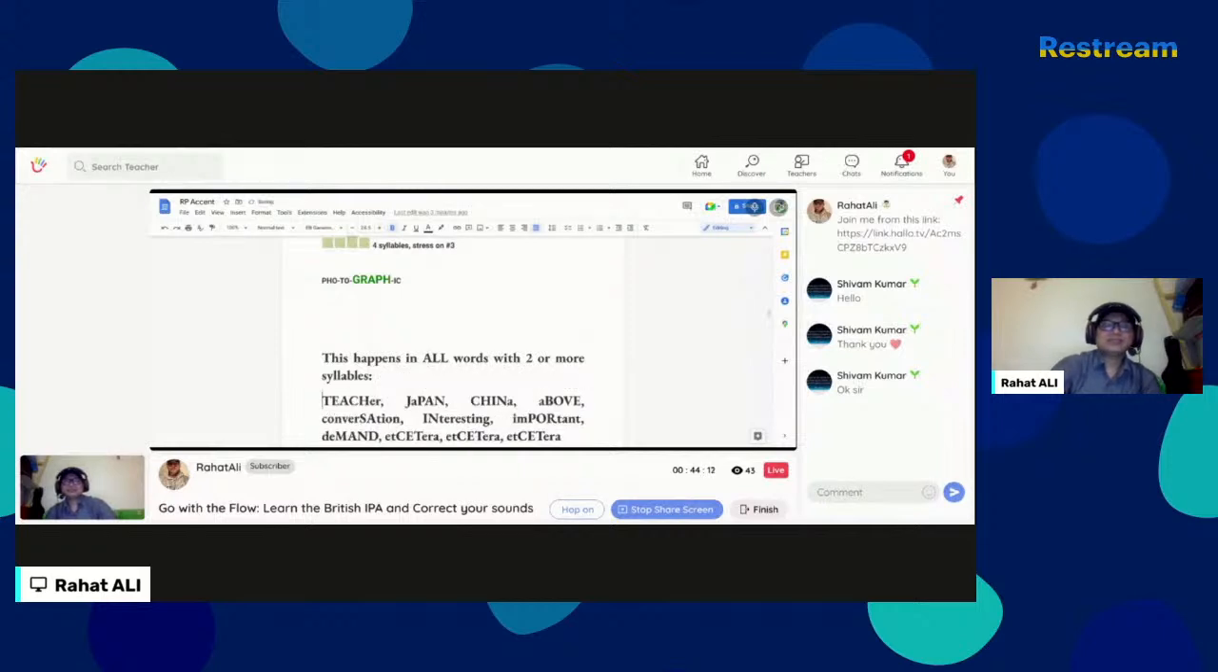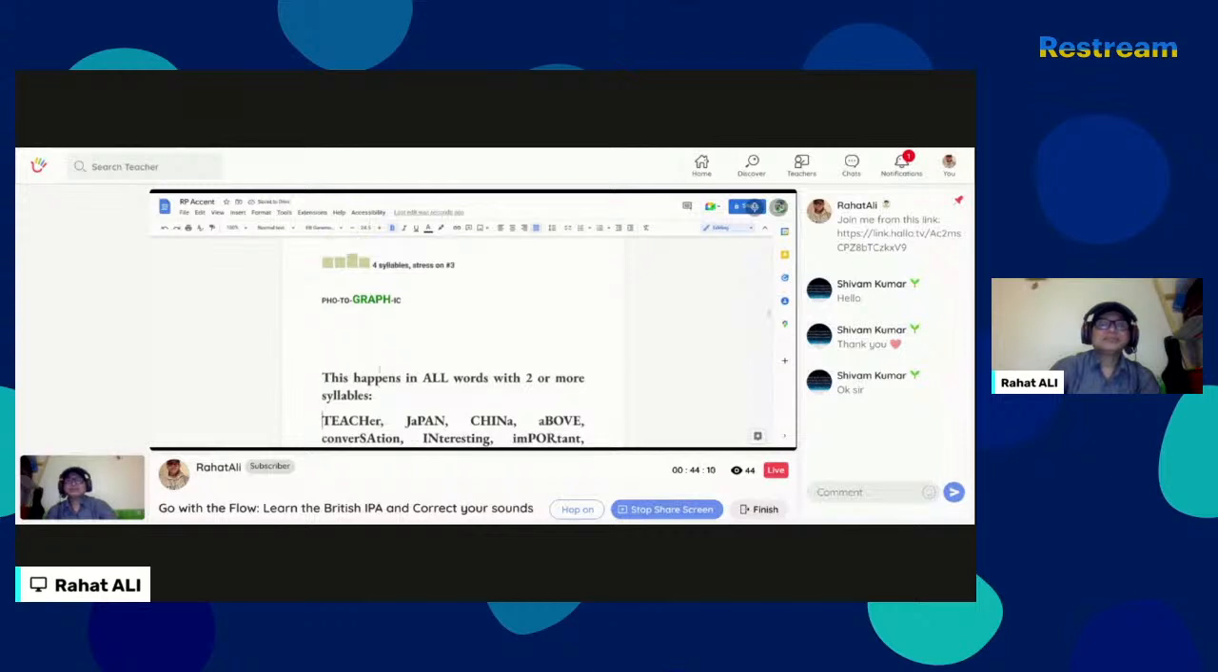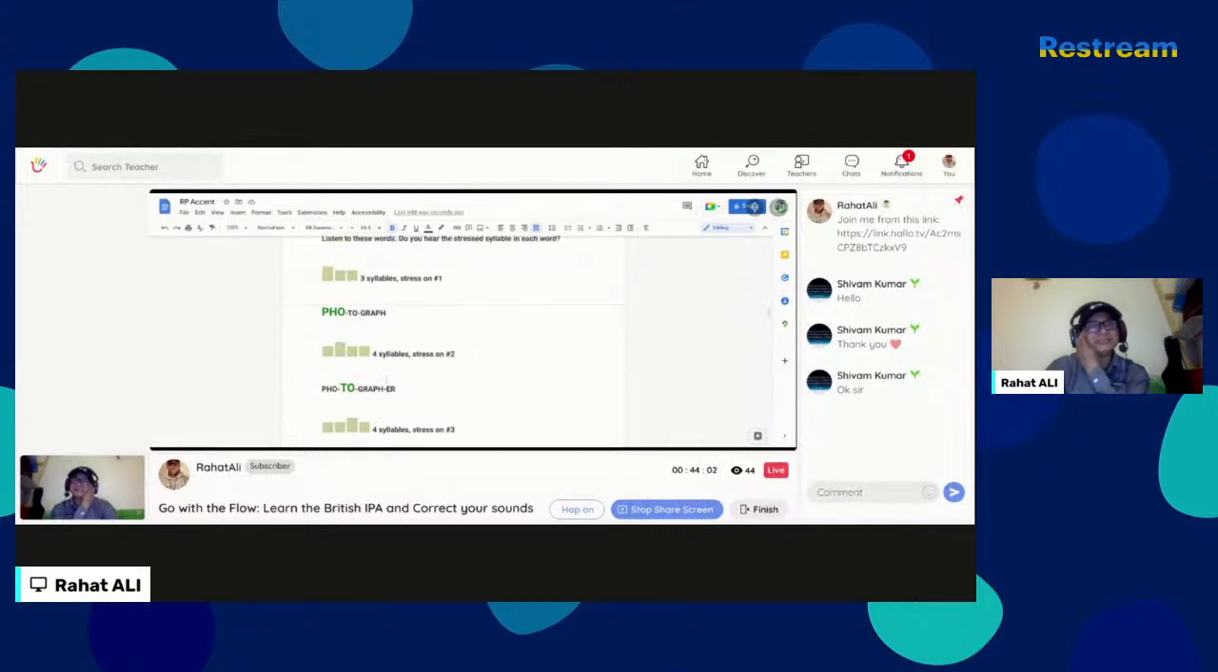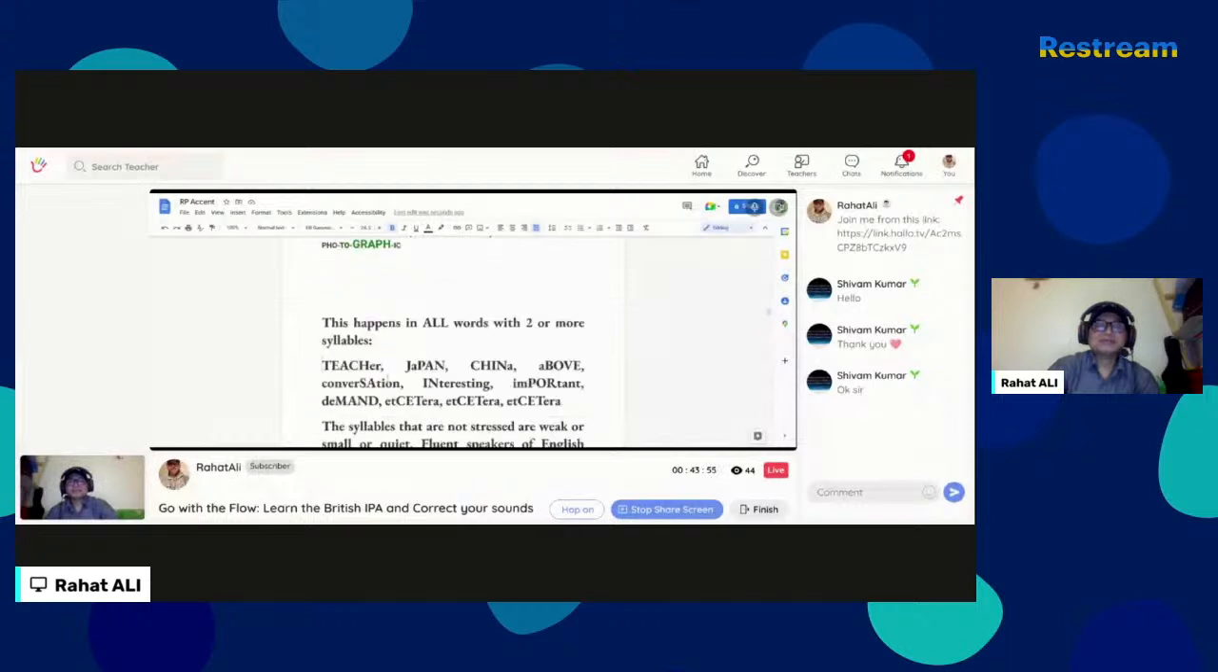If there is this rule, so three-syllable word, stress one. Four syllables, stress number two. Four syllables but different parts of speech, stress number three. For example, teacher, Japan, not Japan. He says stressing the second part. Japan. See, if you remember this rule, this is very easy for you.